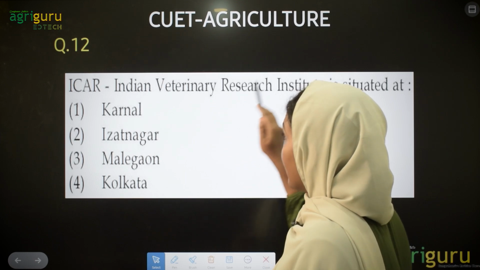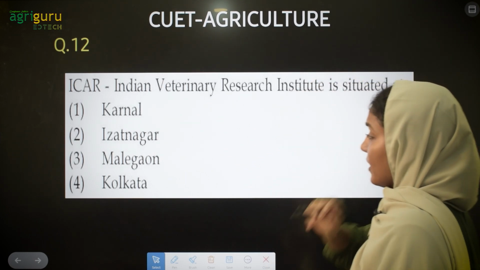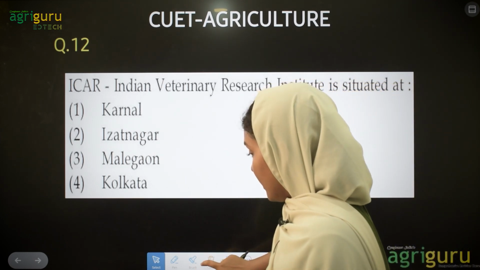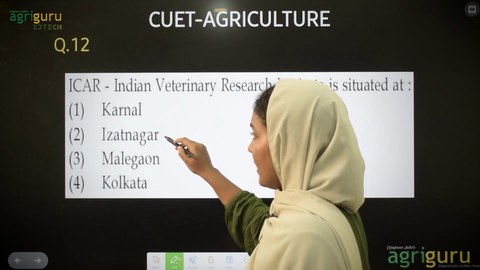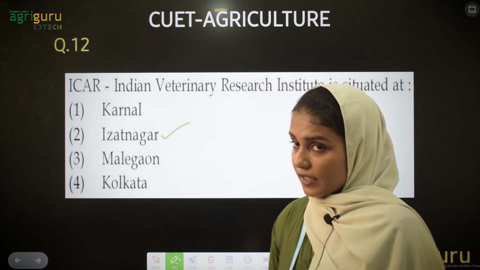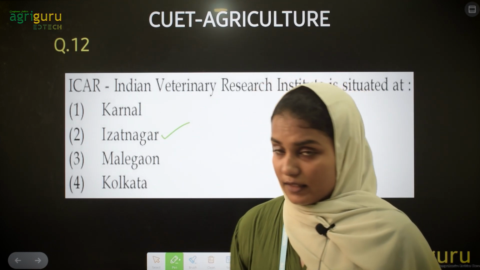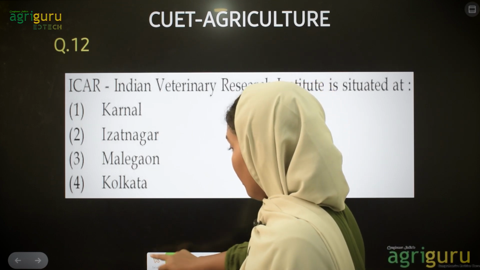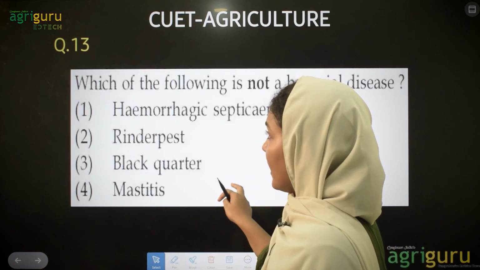ICAR Indian Veterinary Research Institute is situated at where? It is situated at Izzatnagar. The answer is option number 2, that is Izzatnagar. Okay. Let's move on to the next question.